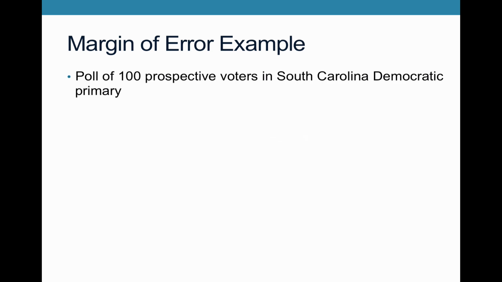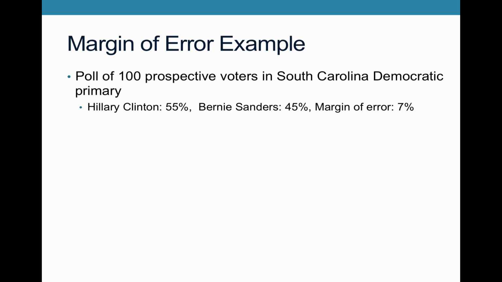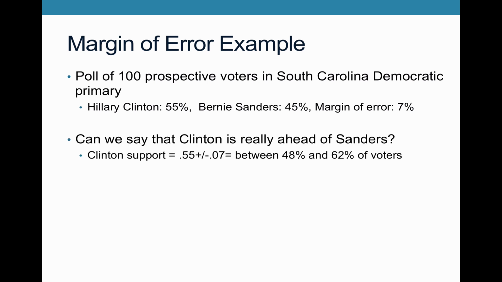Using an example of margin of error, imagine that we are polling 100 prospective voters in the South Carolina Democratic primary, and we find that Hillary Clinton is at 55%, Bernie Sanders at 45%, and there's a margin of error of 7%. So can we say with a lot of confidence that Clinton really is ahead of Sanders? To do this, we calculate Clinton's support. Clinton has support of 0.55, expressing 55% as a proportion, plus or minus the margin of error, 0.07. So we would say that her support is between 48% and 62% of voters. So that's where we're at.